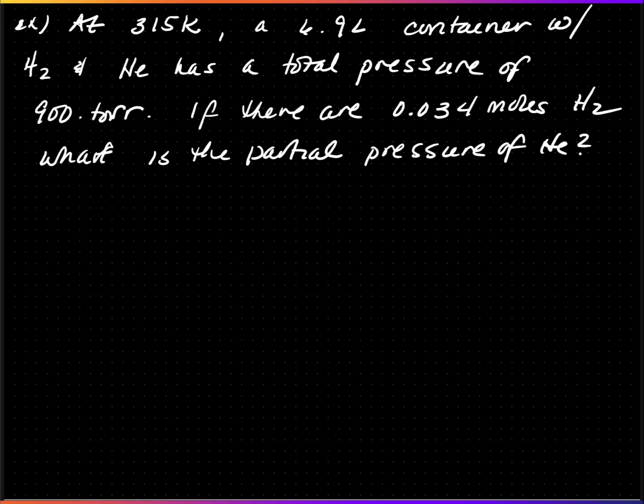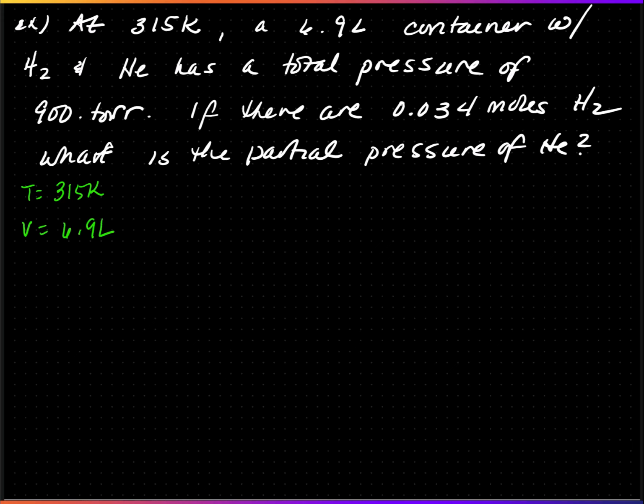So on this one, the first thing we're going to do is identify the variables. We know T is 315 kelvins. If you're having trouble determining which variables go with which number, check the units. The units will help. Kelvin is a unit for temperature. 6.9 liters is the unit for volume, so V is 6.9.